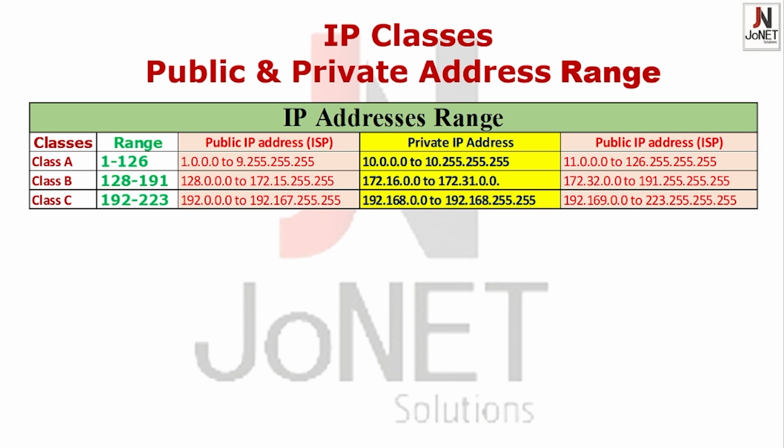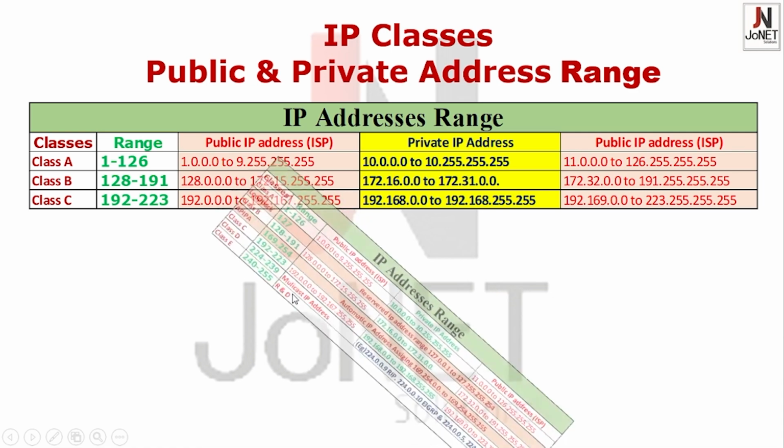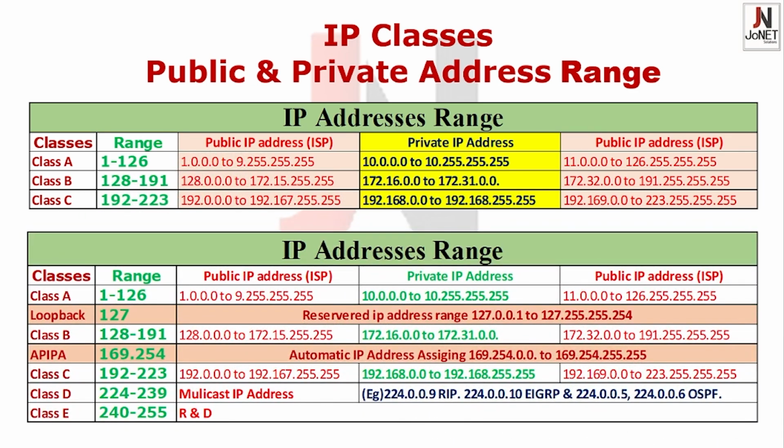So, class A, class B, class C, public and private ranges. We have special types: loopback and APIPA. Loopback starts from 127.0.0.1, up to a maximum of 127.255. APIPA starts from 169.254. For the class D multicast IP addresses, we have listed a few: 224.0.0.9 for RIP, 224.0.0.10 for EIGRP, 224.0.0.5 and 6 for OSPF. There are a lot of multicast IP addresses that we cannot use.